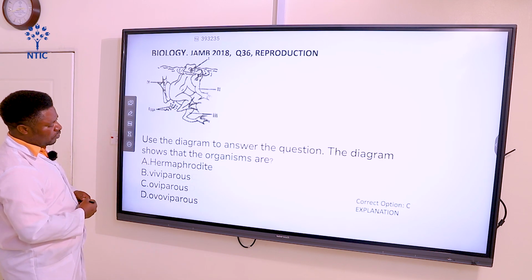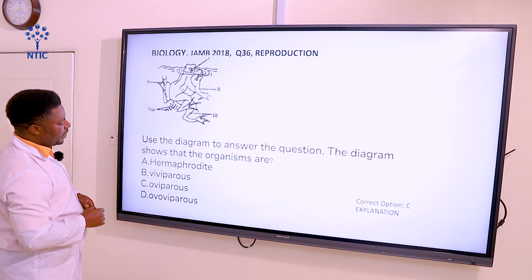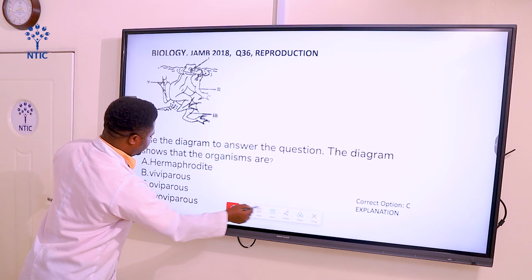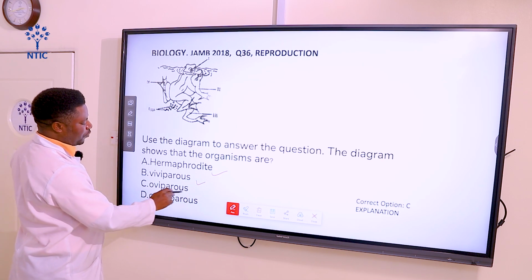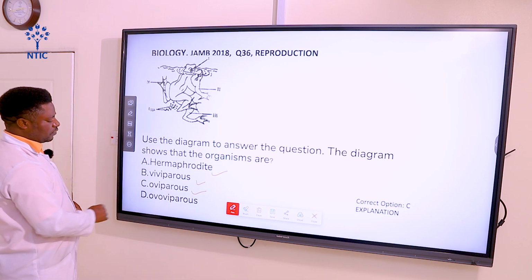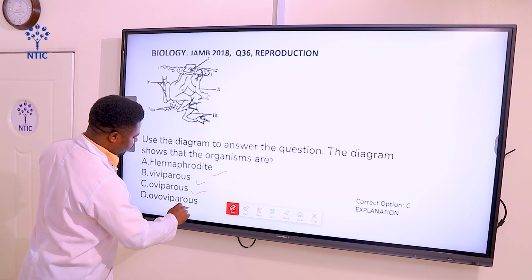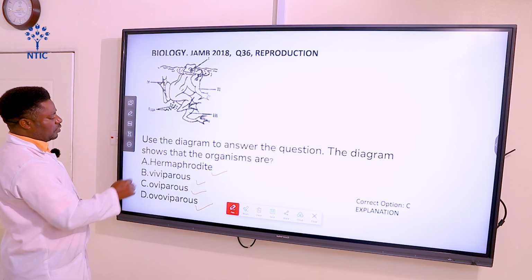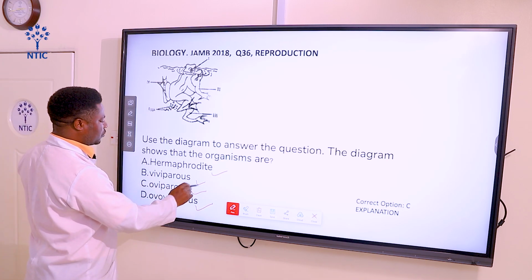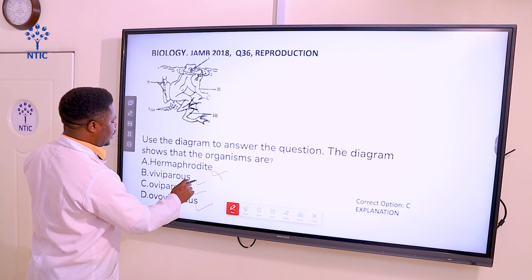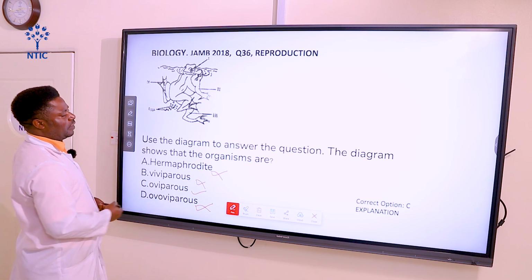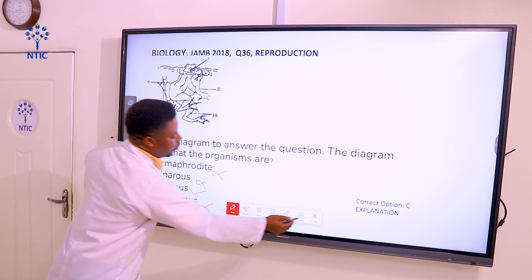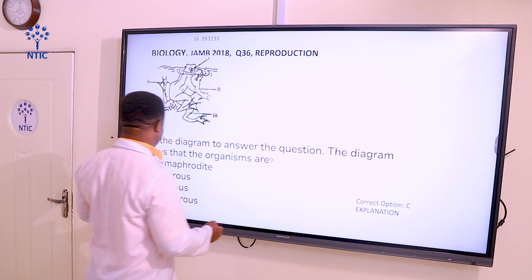Now let's see the options. Option A says hermaphrodites, B says viviparous, C says oviparous, D says ovoviviparous. Which of them is correct? The correct answer to this is oviparous. They are not hermaphrodites, they are not viviparous, and they are not ovoviviparous. They lay eggs, and animals that lay eggs are said to be oviparous.